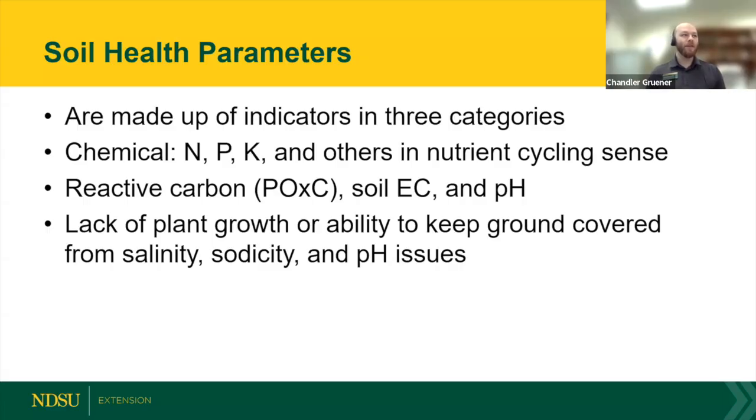Another chemical perspective is reactive carbon, which is measured through POC. Carbon is sometimes put under chemical, but the majority of carbon will be talked about later. This is just the elemental carbon that's in the soil. And then there's soil electrical conductivity and soil pH. The reason all these are important is that lack of plant growth, or inability to keep the ground covered, from salinity, acidity, pH issues or other issues creates unhealthy soil, unhealthy plants, and no plant production. If you have no plant production, you have no yields.